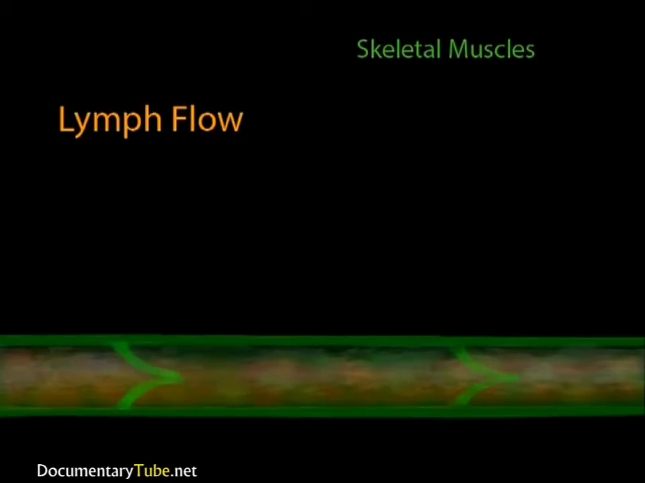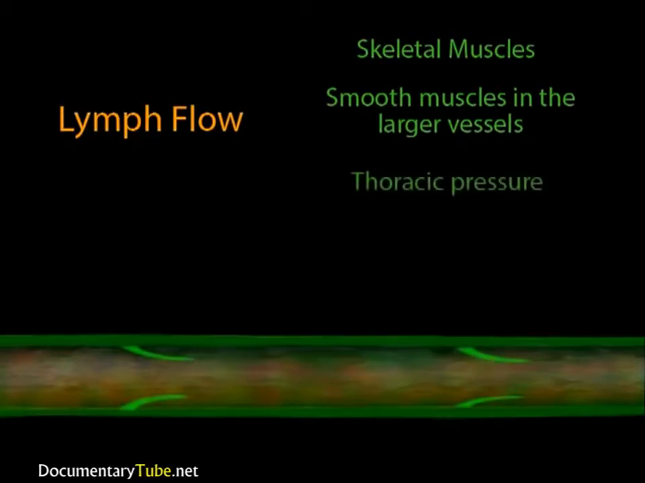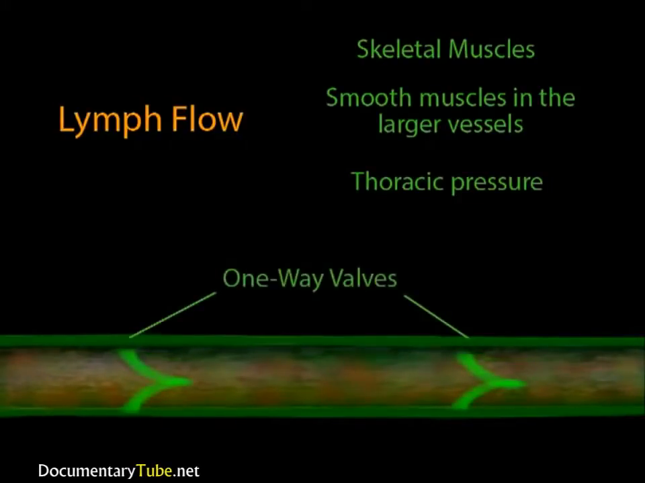In addition to the contraction of skeletal muscles, there are two other means by which lymph travels through the lymphatic system. There are smooth muscles at the larger lymph vessels. The contraction of these smooth muscles adds to the force provided by the skeletal muscles. Also, when we breathe, pressure changes occur in the thoracic region. When the thoracic pressure drops, that tends to pull lymph into the thoracic duct. One-way valves prevent the lymph from flowing backwards.